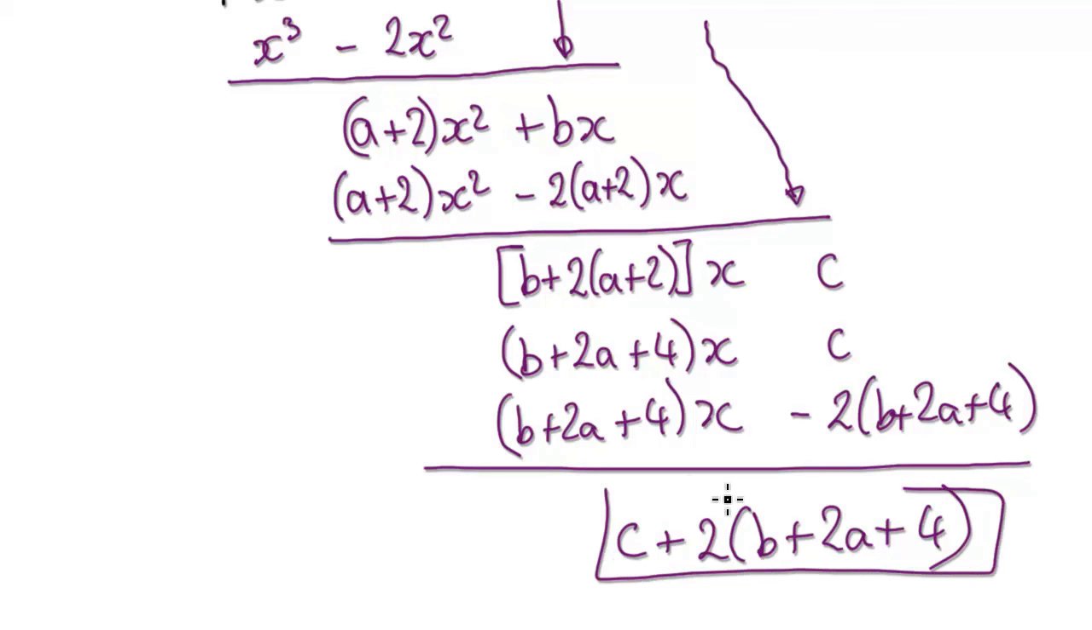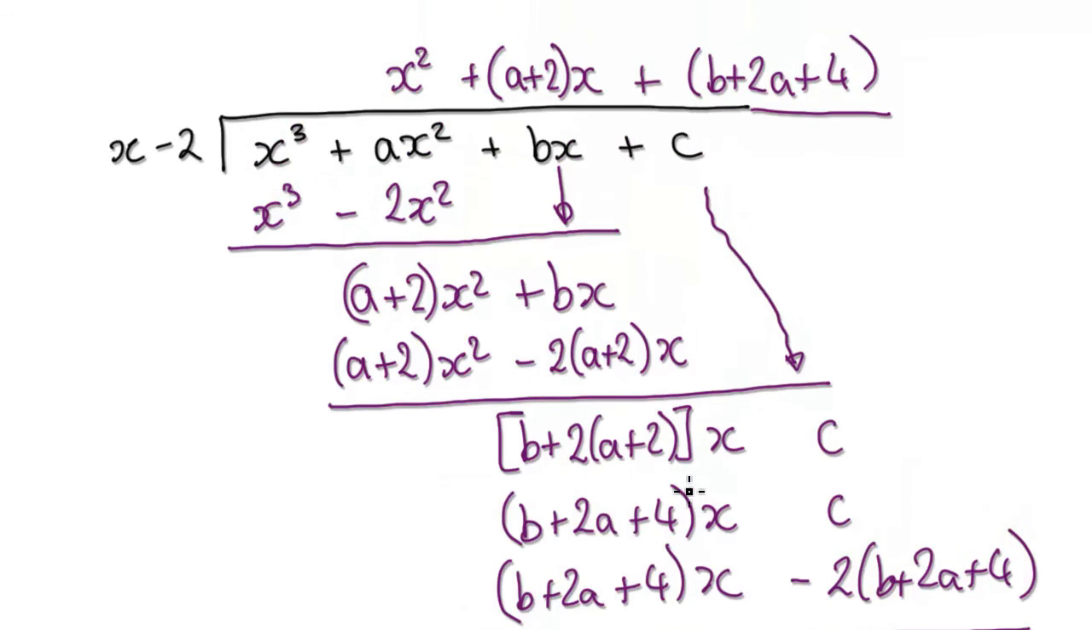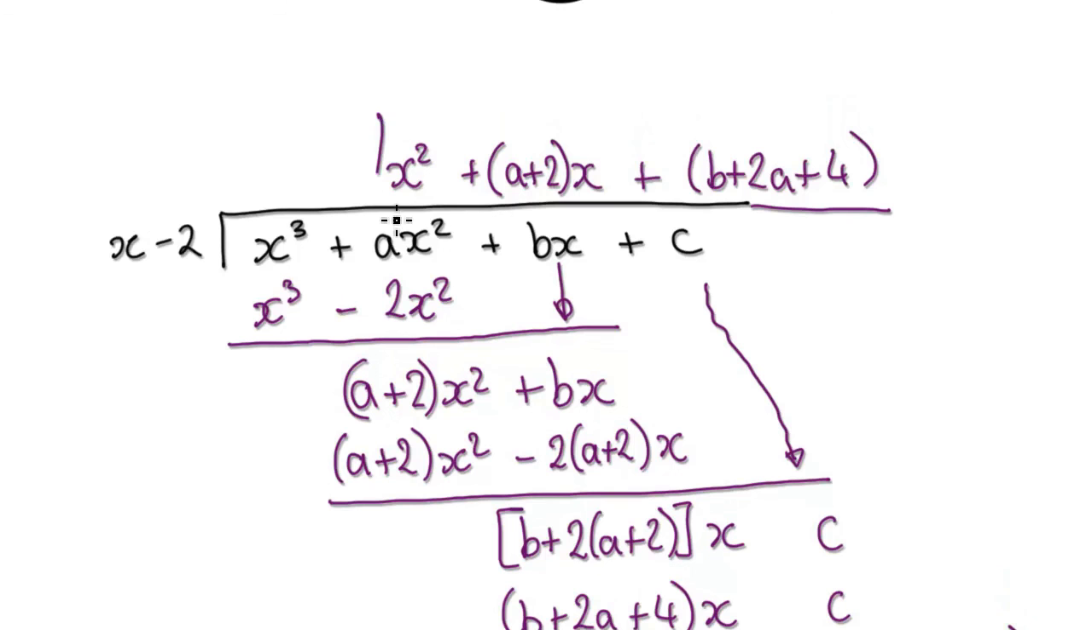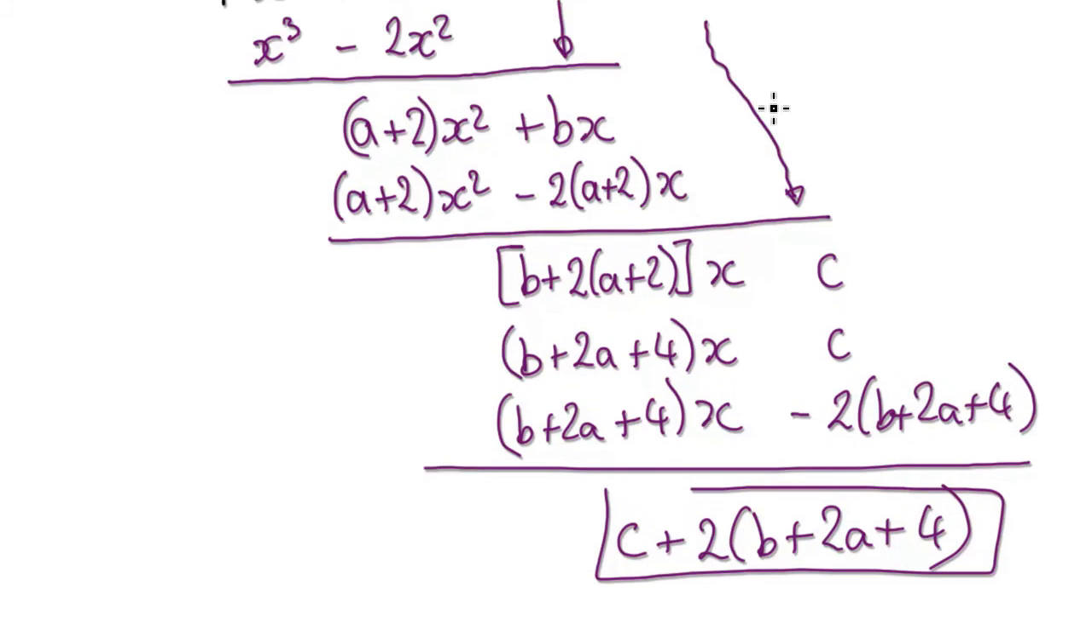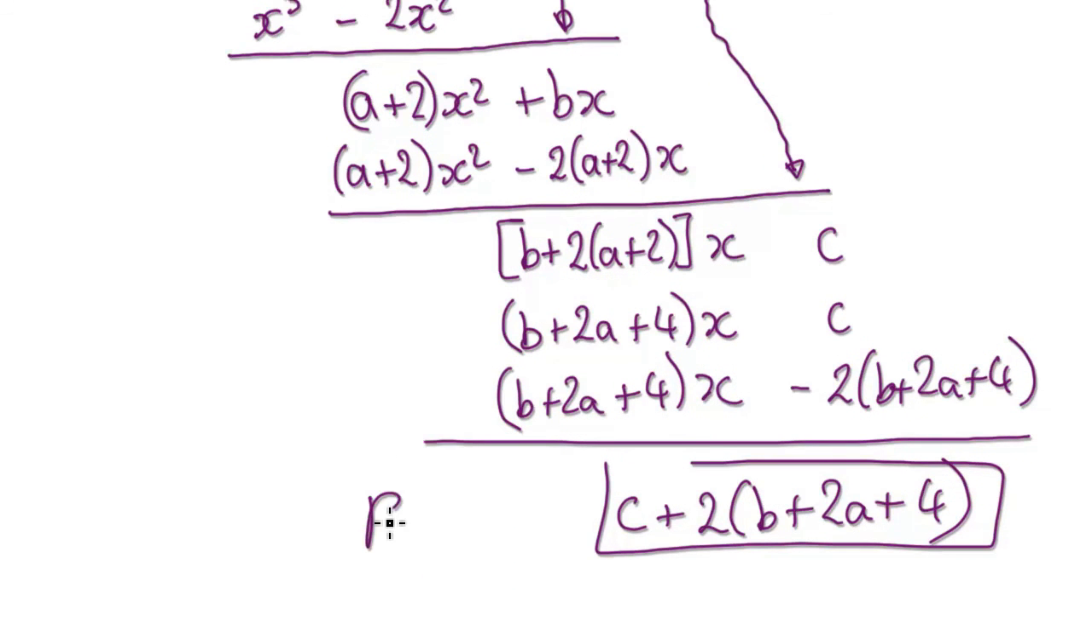This is your remainder. So your answer, this is your q of x, and this would be your remainder r of x. I hope I've done that right. Okay.